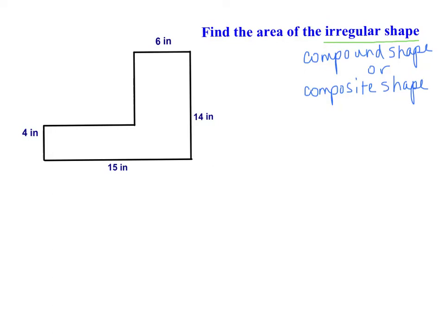Today we're going to find the area of an irregular shape. It's also called a compound shape or a composite shape. You will hear all these three terms used back and forth. They all mean the same thing. So right now we have an irregular compound or composite shape right here, and you need to find the area.